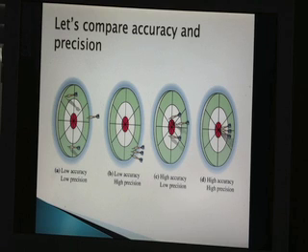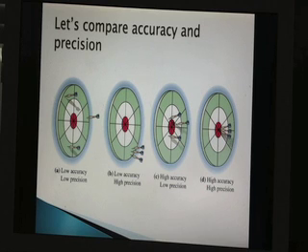This is a really common analogy for trying to understand and remember accuracy and precision, and it's a dartboard. The bullseye would represent the true value or the accepted value. Well, the first dartboard on the left, so part A, has low accuracy. They never hit the bullseye. It also shows low precision because the darts aren't anywhere near one another on the dartboard. So dartboard A has low accuracy and low precision.